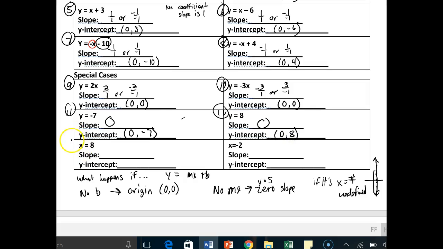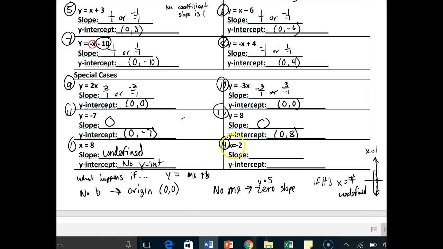And this is our really special one, number 13 and 14. An alarm bell should go off in your head when you have x equals 8, x equals a number. Notice how all the rest of them were y equals, right? So this x equals is super special. That should signify an undefined slope and a y-intercept of none. There will be no y-intercept. Because if you take a look at the graph again that I drew over here, this is x equals 1, that's the graph of x equals 1. At every single point, x was equal to 1. Now, look at that. The graph never crosses the y-axis, so there's no y-intercept.